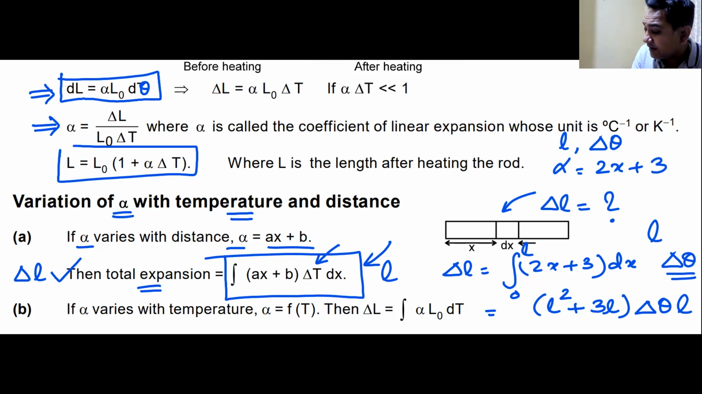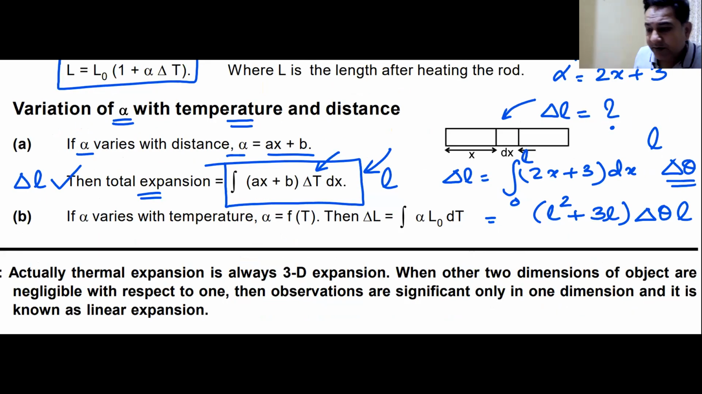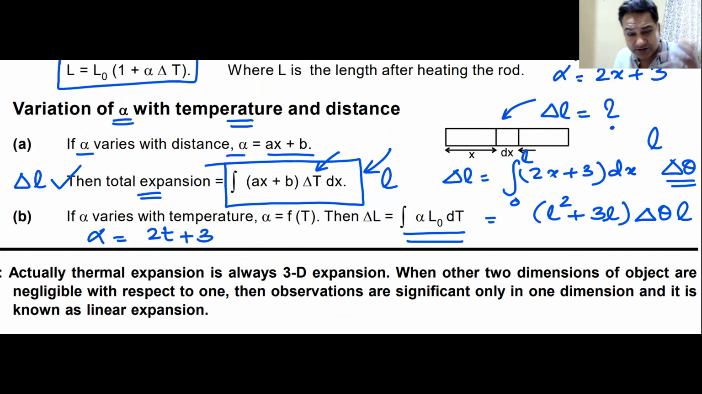On similar lines, you can have an alpha which is varying with temperature, which is the more likely case. Since alpha varies with temperature, I can have an alpha which can be written like this: 2 theta plus 3. Now the length of the rod is L and the temperature is changed by delta theta. Or instead, because it might create some confusion, I will write it as the temperature is changed by theta.